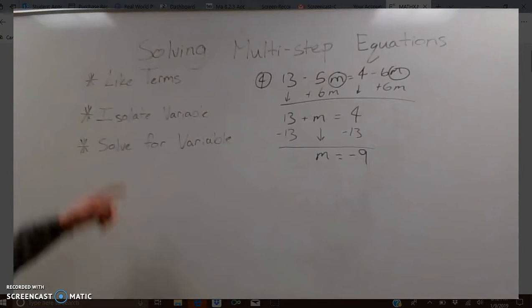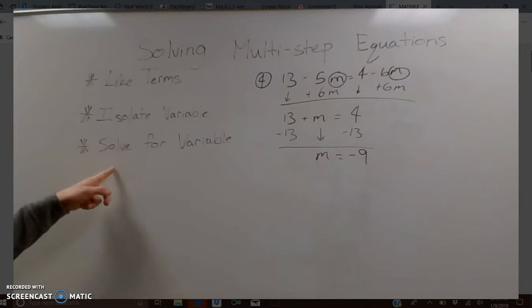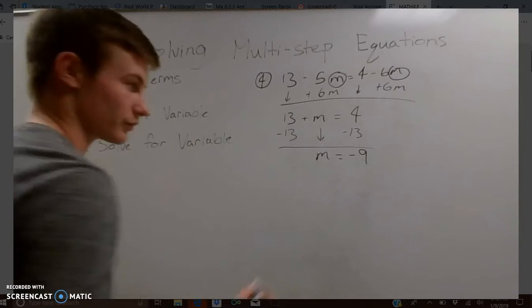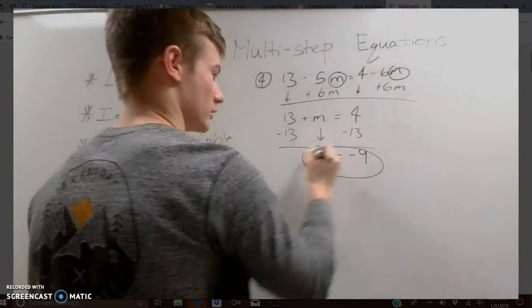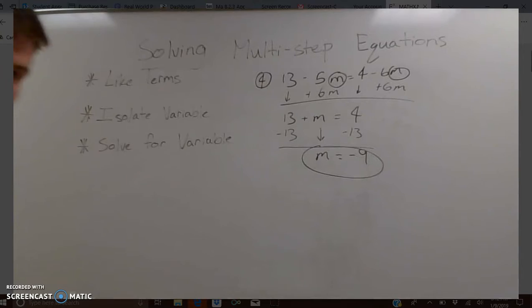And we don't have to do our next step to isolate our variable. Our variable is already solved for. So what we get is m equals negative 9 for number 4.